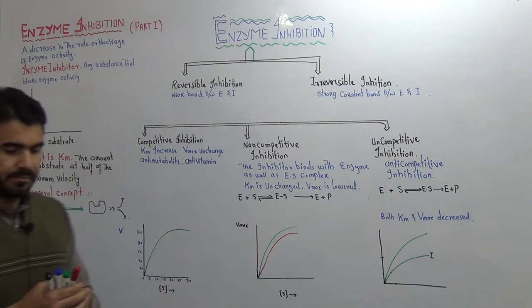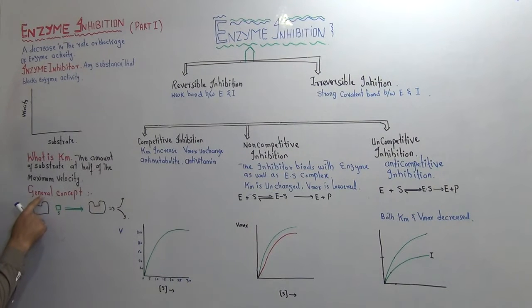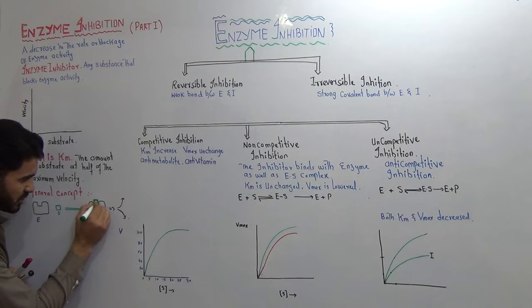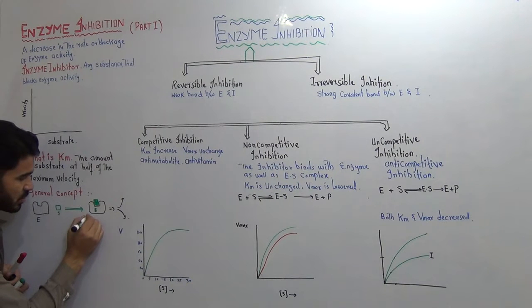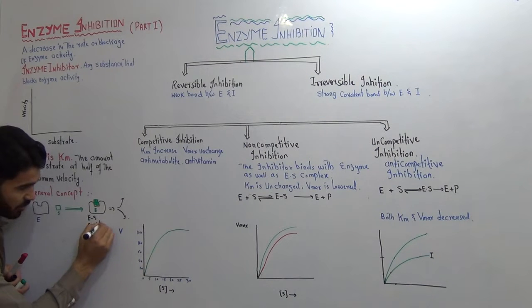Inhibition is the process in which the activity of an enzyme is blocked. Let's come to the general concept here. This is an enzyme, we know very well, and this is a substrate. Anything on which the enzyme acts is called a substrate. When enzyme and substrate combine, what will happen? This is our enzyme E, and here the substrate will be attached at this point. You know very well this is called the active site. Now this is called the enzyme substrate complex.